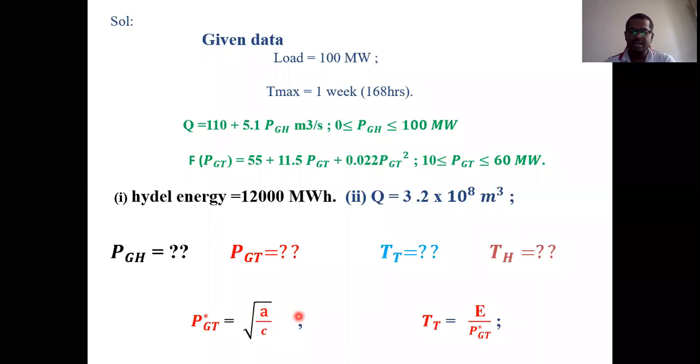This is the formula for PGT star, and the formula for TT is E by PGT star, where E is the thermal energy and PGT star is the thermal power plant generation. So when you substitute PGT star equals root over A by C, when you substitute the A and C values, then tell me the PGT star value. Yes, very good. 221 is saying 50. Roll number 53 is also giving the response of 50 megawatts. Very good.